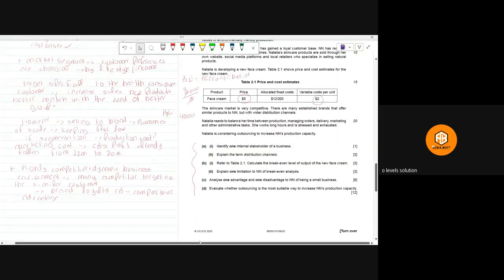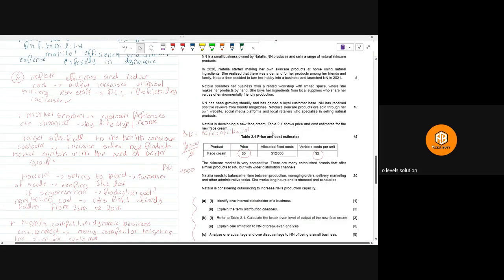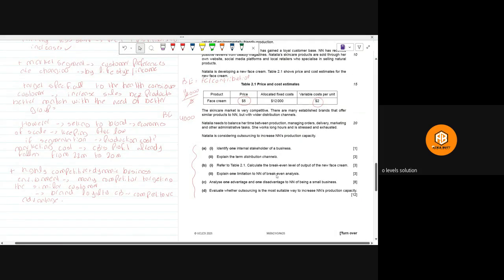Okay. So the limitation of break-even analysis is that it assumes that all products are sold. If you see its graph, it shows that the products have been sold, whatever the number of units. But in reality, as you can see, NN may not sell all 4,000 units. It is not reality that we have sold 5,000 units or maybe more than this.